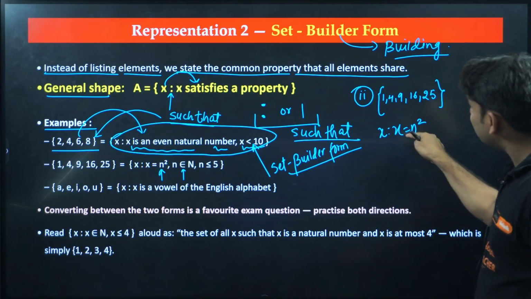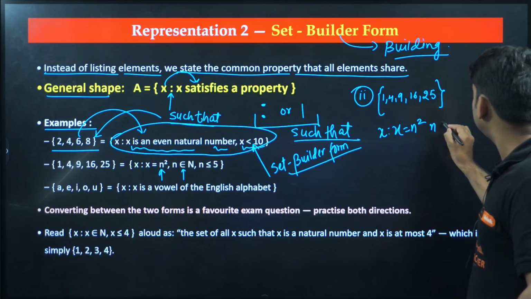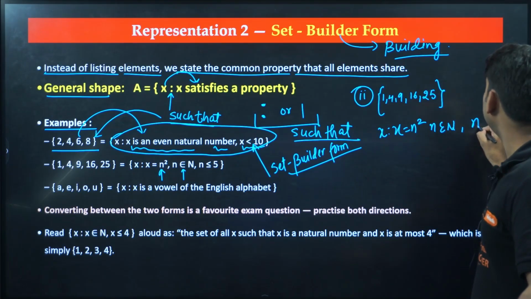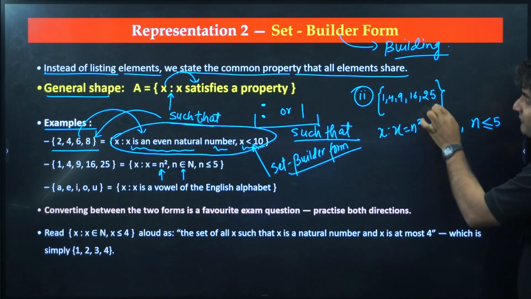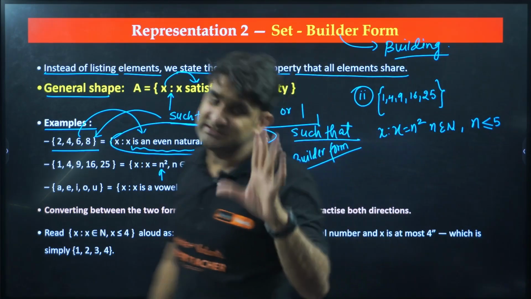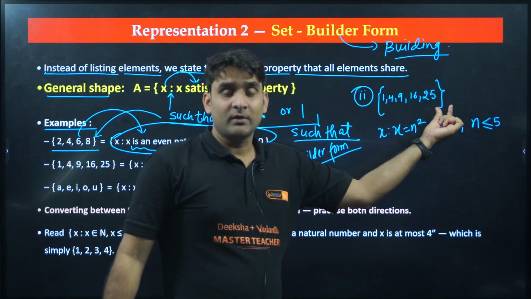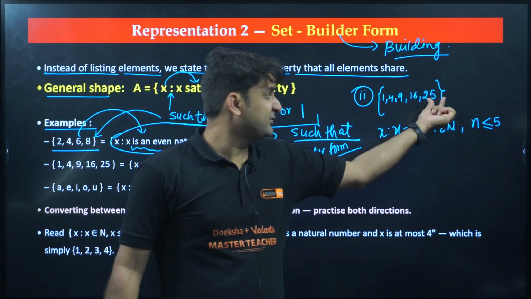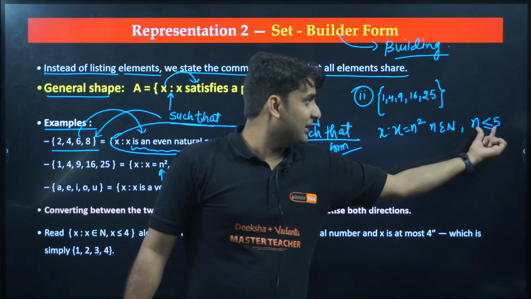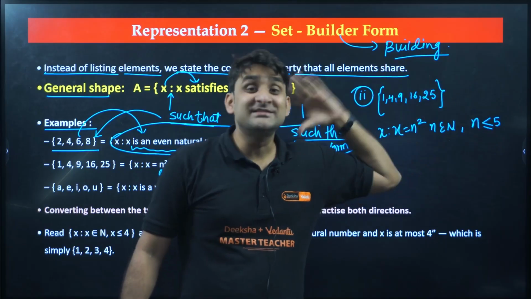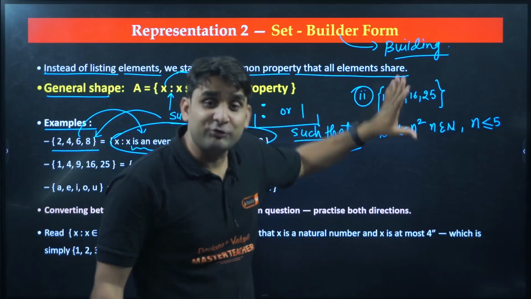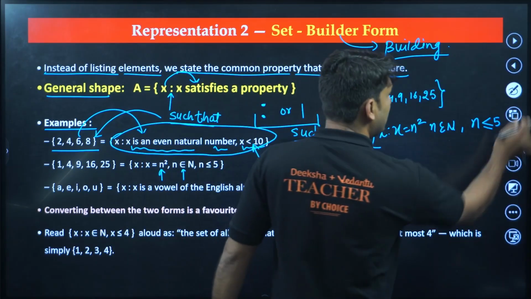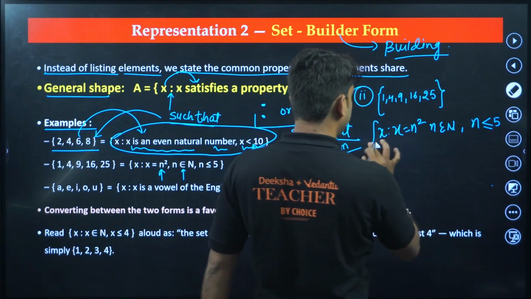So here x such that x is equal to n square, and n belongs to the natural numbers, and n must be less than or equal to 5. Why? Because when you put 5, 5 square will be 25, and 25 is the last element of the set. If 36 would be there, it would look like n is less than or equal to 6, since 6 square will be 36, but the last value is 25. So this will be the set builder form.